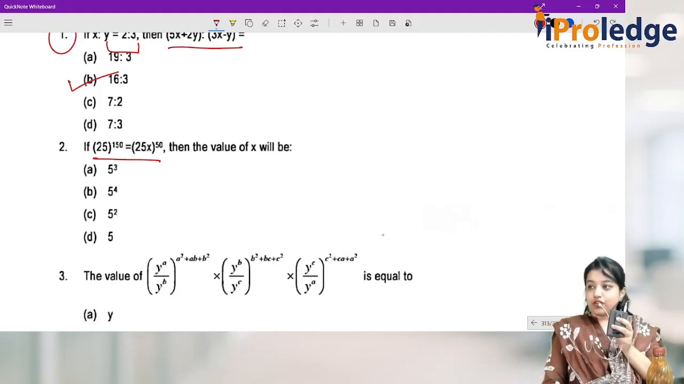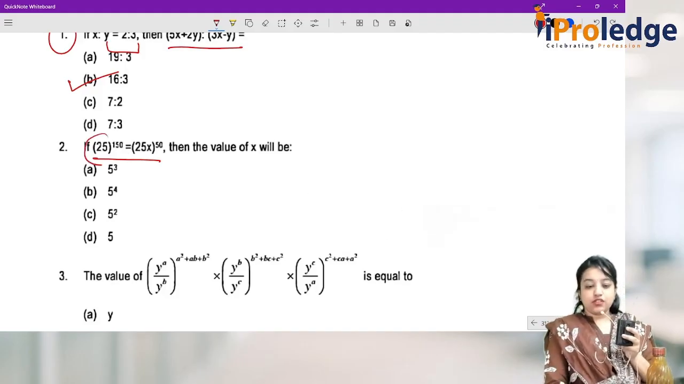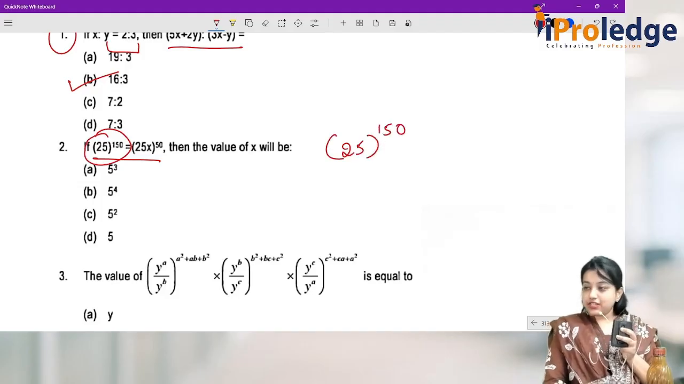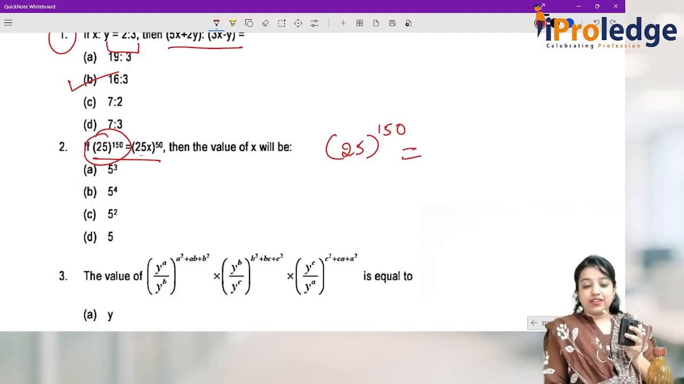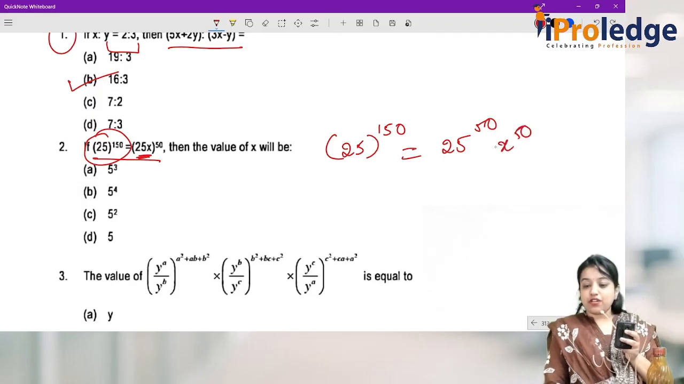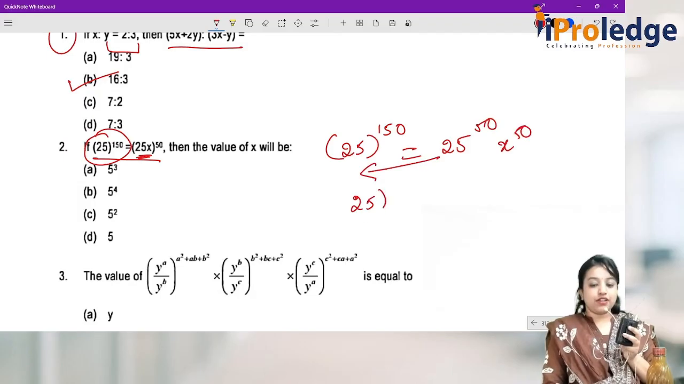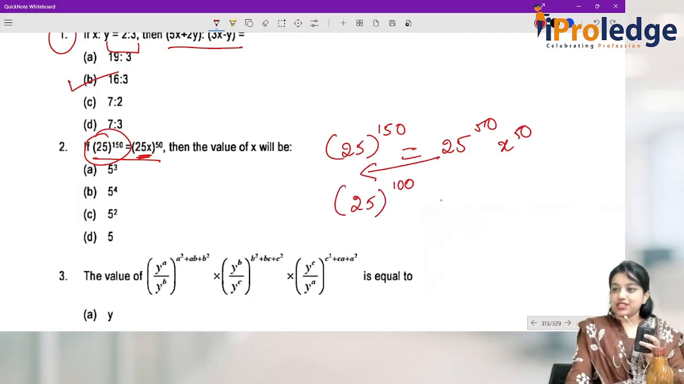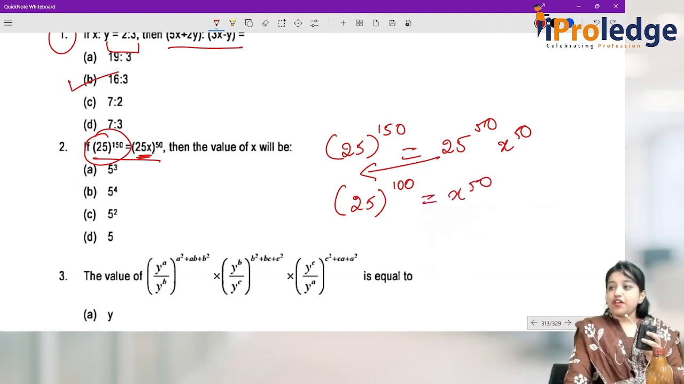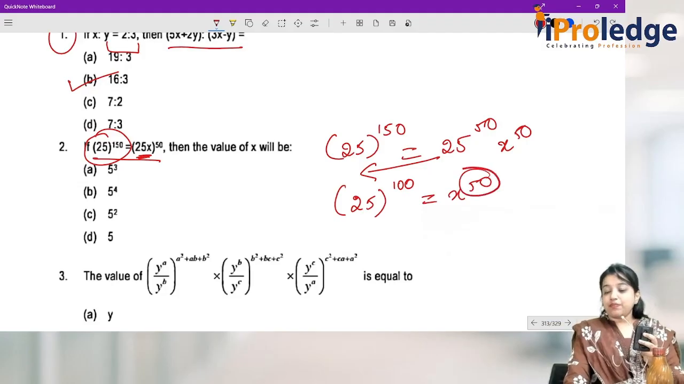Option B, 5 to the power of 4. So it is 25 to the power of 150, correct. We have two variables, 25 to the power of 50 and x to the power of 50. If you take this to the denominator, then it is 25 to the power of 100, because 150 minus 50 is 100, which is equal to x to the power of 50. So here we have power 50.